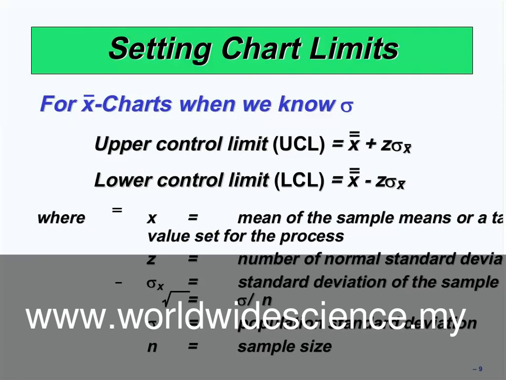Now we can draw our X-bar diagram very easily. The diagram is composed of two axes, horizontal axis and vertical axis. Horizontal axis is sampling, sampling 1, sampling 2, 3, 4, 5, 6, and 7.